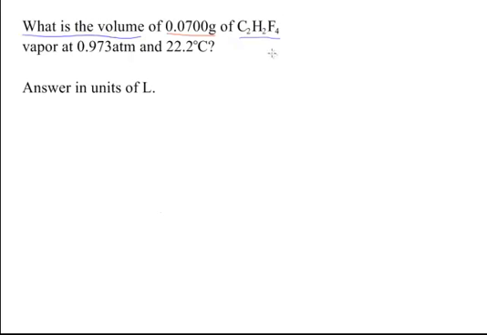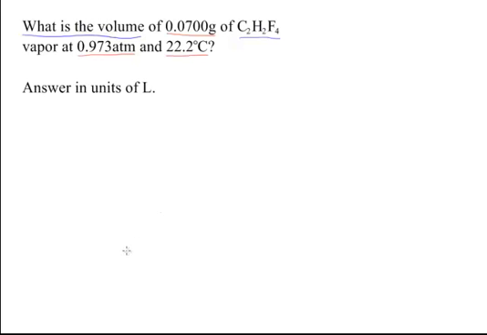I have no idea what this compound is, but that's actually kind of irrelevant right now. But we all do have the same strange compound, and it is a vapor. And mine is at 0.973 atmospheres and 22.2 degrees Celsius. You will have a different pressure and a different temperature. And then it wants us to answer the question in units of liters.